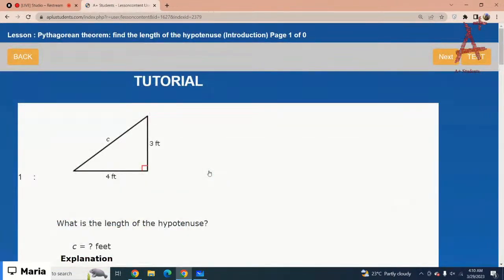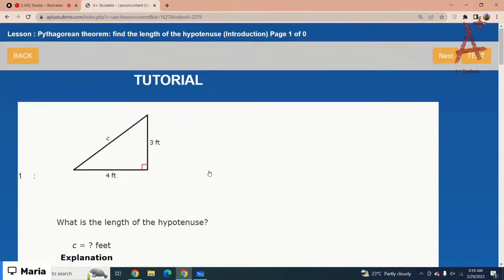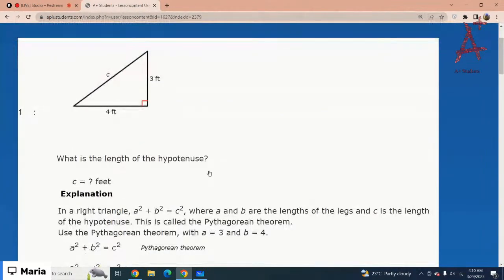Okay, what is the length of the hypotenuse? So we have to calculate it using the Pythagorean theorem. Basically, the Pythagorean theorem is used to solve right angle triangles. Got it? What is a right angle triangle? A right angle triangle is a triangle in which one of the angles must be 90 degrees. This is the sign of the right angle. In a right angle triangle, C is the longest side. You must keep this very important point in your mind.